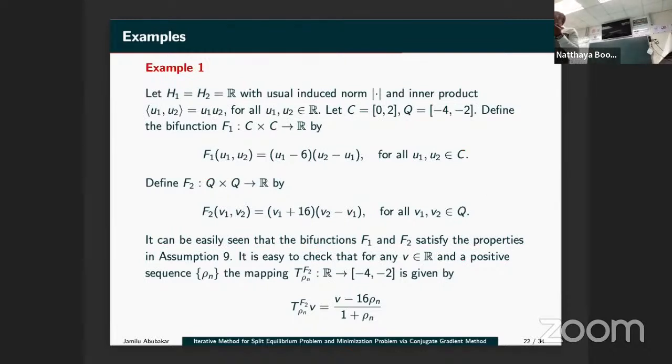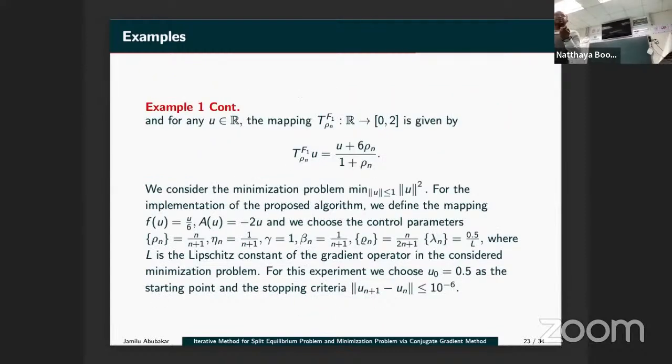We take a very simple example here in R, where we define C to be this interval, Q to be this, F1 defined by this bifunction, and the second bifunction defined by this. You can easily get this operator from the definition, where you define this operator to be this, and the proximity operator with respect to the first bifunction can be calculated like this.